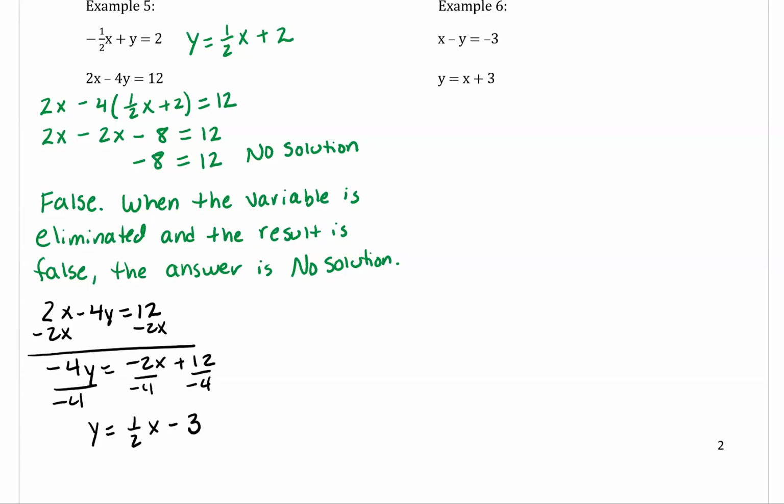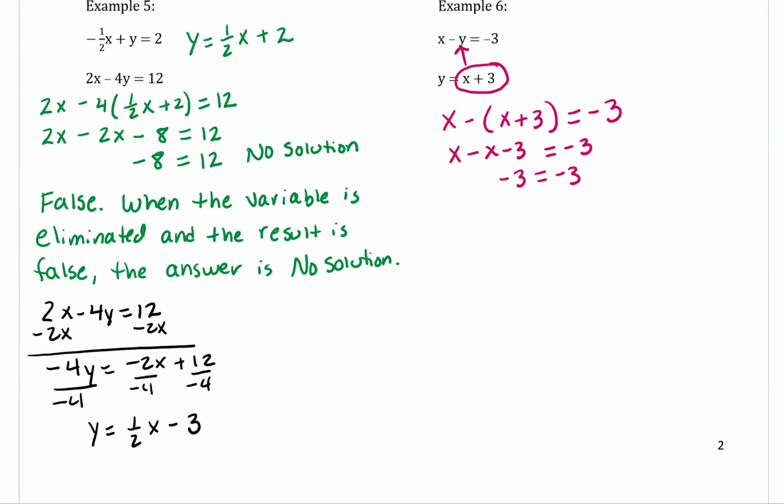Example 6. Well, we already have one equation solved for y. So we're going to take x plus 3 and substitute it in the first one. This is where you definitely need the parentheses because you must distribute the negative. So we have x minus 3 equals negative 3. Simplify, negative 3 is equal to negative 3.